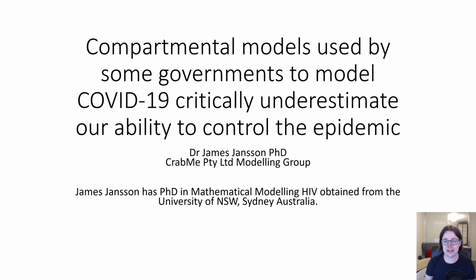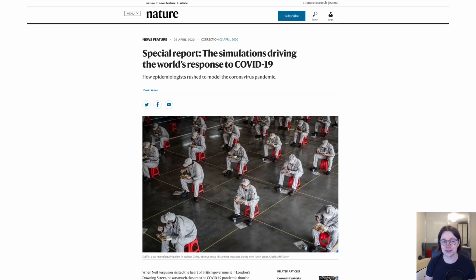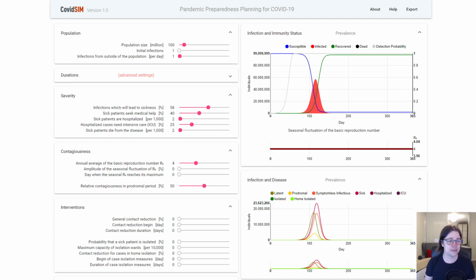So it seems to be getting quite popular to do modeling. There's a lot of at-home modelers, but some of the more established modelers are actually getting quite famous. This paper was published in Nature just a few days ago. And there are lots of online and open source tools, including ones that are used by government. This is an example of it, covidsim.eu, that uses a compartmental SEIR model. And I'll explain what that means in a little while.